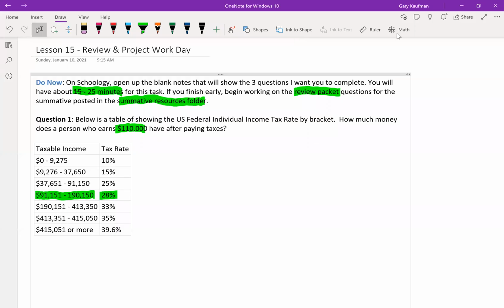So let's now go over the answers for these questions. So we are told that they were making 110,000. So that means they're paying 28%. Now there's 2 different ways in which we can actually go about answering this question. Now this question says, how much do they have after paying taxes? So I'm going to do this question in 2 different ways.